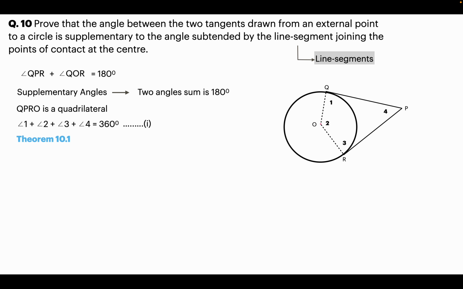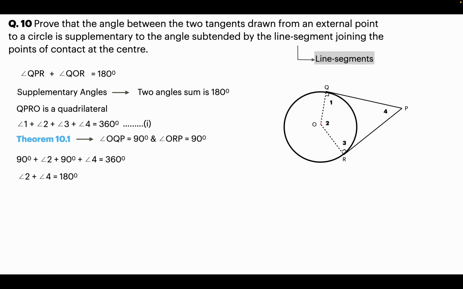If you remember theorem 10.1, then the radii at the points of contact are always going to be perpendicular. So angle OQP is going to be 90 degrees and angle ORP is going to be 90 degrees, and we can plug in these values in expression 1.